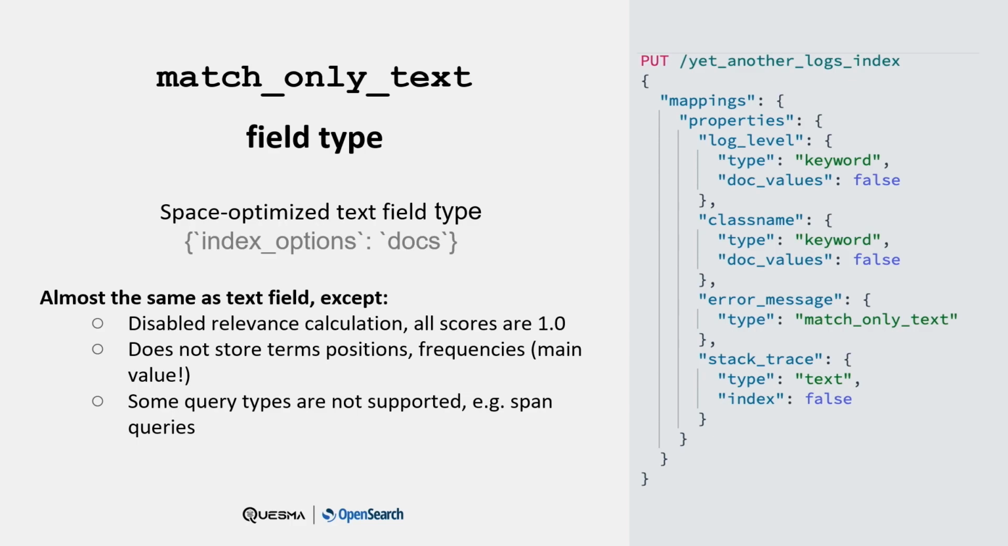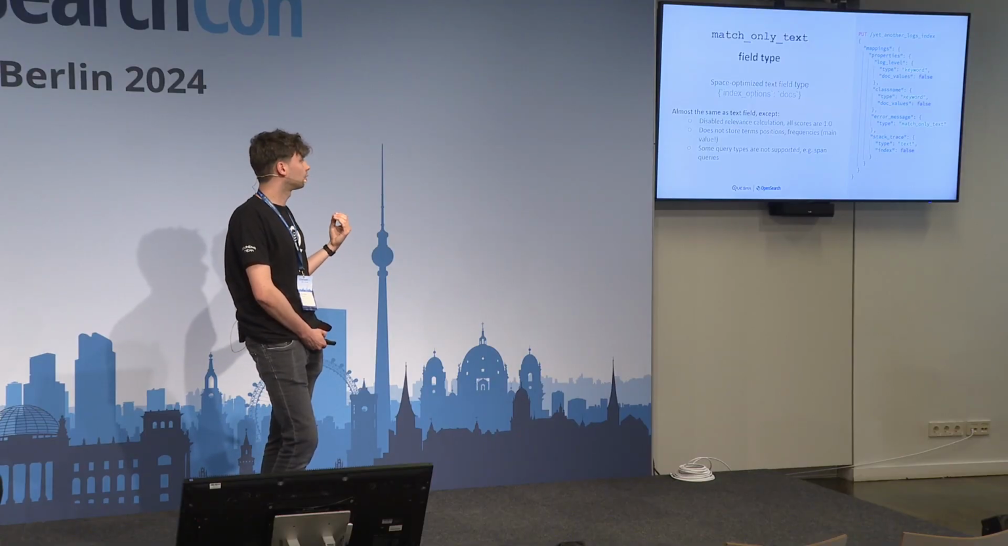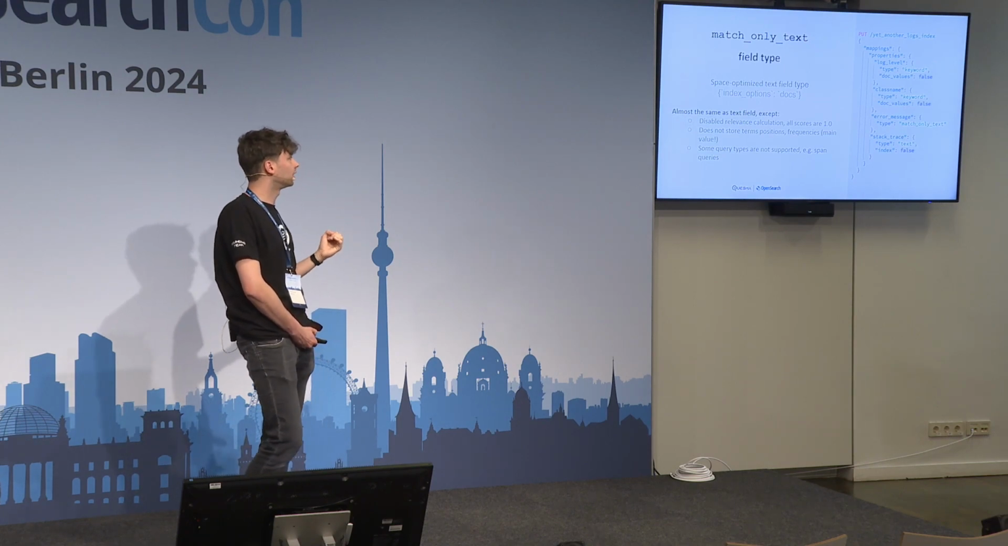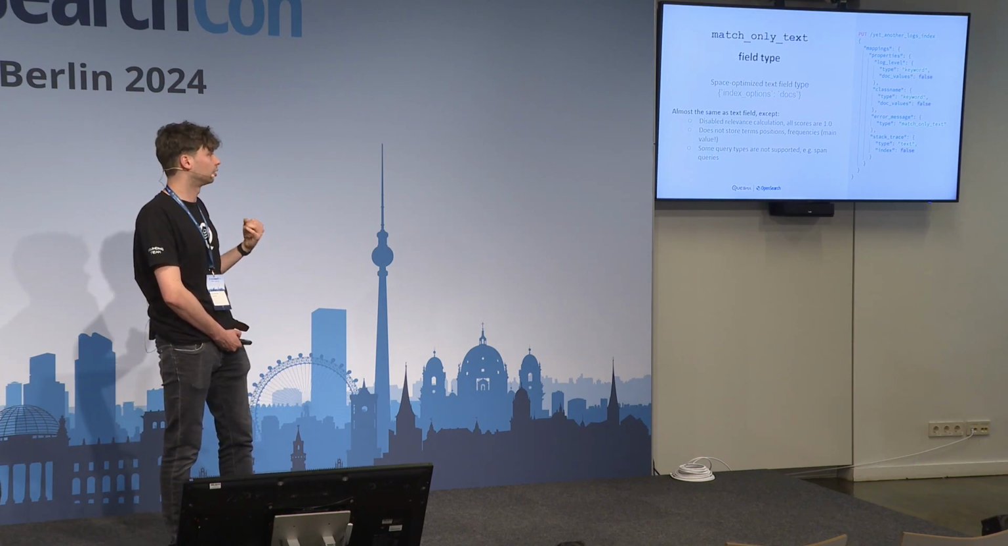So it's almost the same as a text field, but with a few limitations. Let's see what we actually gain and what we lose when using that. All the relevance calculations cannot take place because we do not have any frequency counts, so we cannot really compute the relevance according to the algorithm that is used. We also do not store any term positions or frequencies here, which is, in this case, our main selling point of that field type, because we save space on the index size.